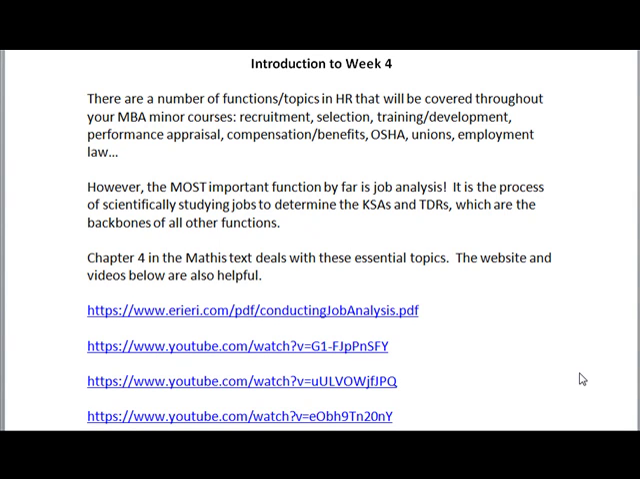Week 4 of Strategic Human Resource Management. As you see here, there are a number of different functions and topics in the field of HR that will be covered throughout your remaining courses in this minor. Things like recruitment and selection, training and development, performance appraisal, compensation, OSHA, etc.